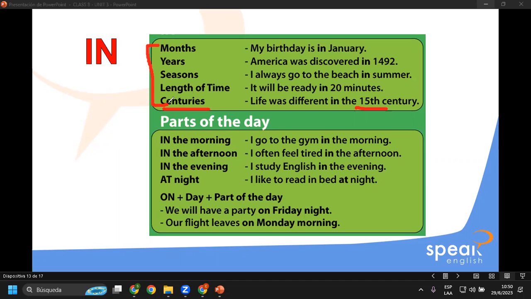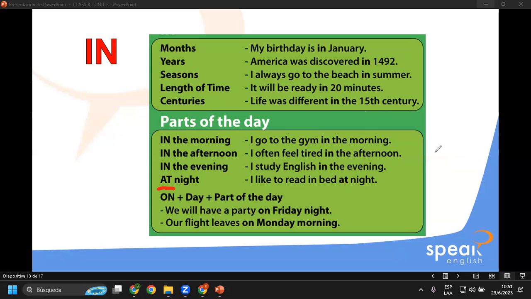But look at this, guys, and be careful with this because this is one of the most common mistakes. When we are talking about part of the day, we will use in the morning, in the afternoon, in the evening, but there is one exception. What is the exception? At night. We cannot say "in the night." How about midnight? At midnight. How about noon? At noon. That's correct. Excellent.